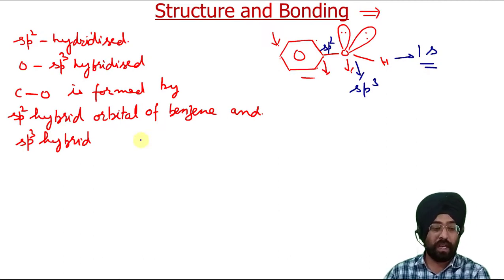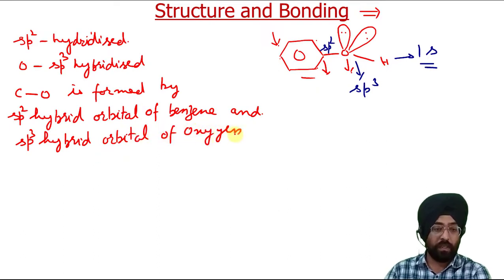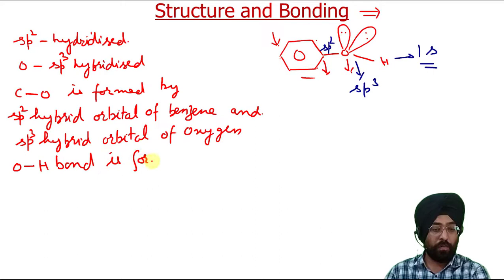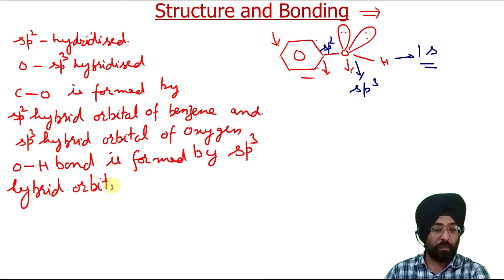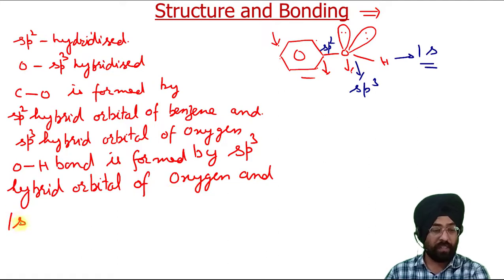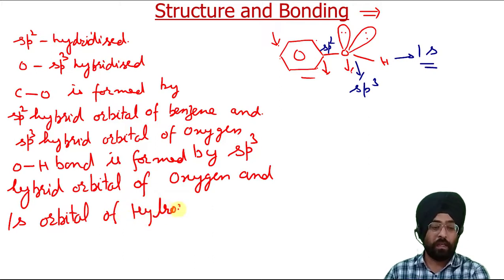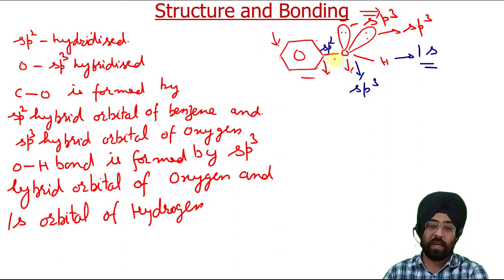So the sp3 hybrid orbital of oxygen, and this OH bond is formed by an sp3 hybrid orbital of oxygen and the 1s orbital of hydrogen, and these two lone pairs are present in sp3 hybrid orbitals. This carbon-oxygen-hydrogen bond angle, this COH bond angle, so I will erase it.